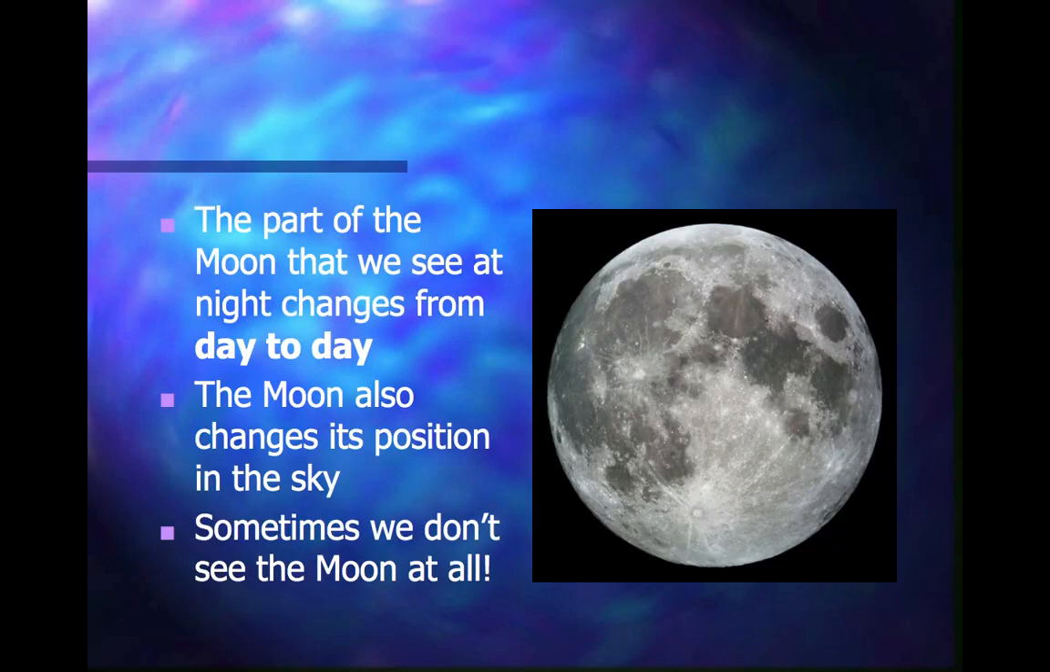All right, the part of the moon that we see at night changes from day to day. The moon also changes its position in the sky. Sometimes we don't see the moon at all. If you were to go outside on a really bright sunny day, sometimes you can see a part of the moon. It almost looks like a cloud color, a whitish gray. But most of the time during the day, we cannot see the moon.